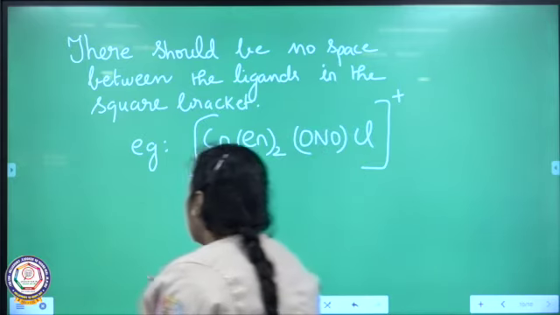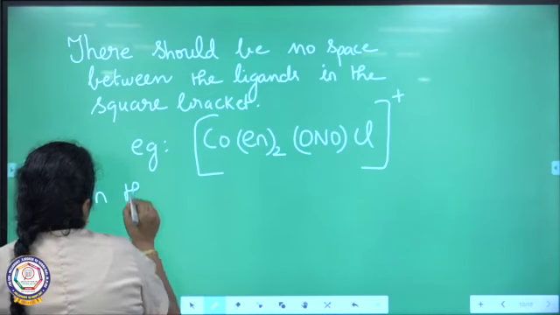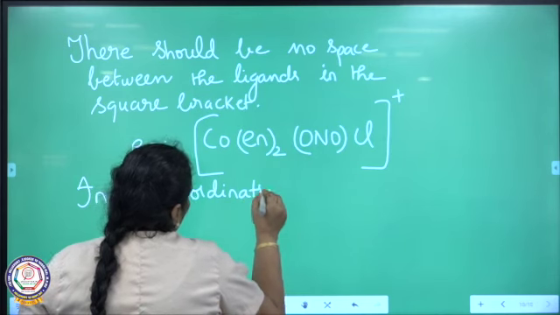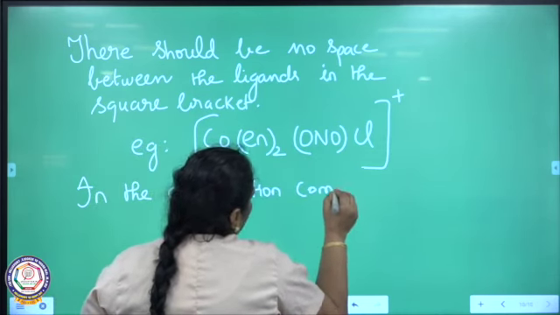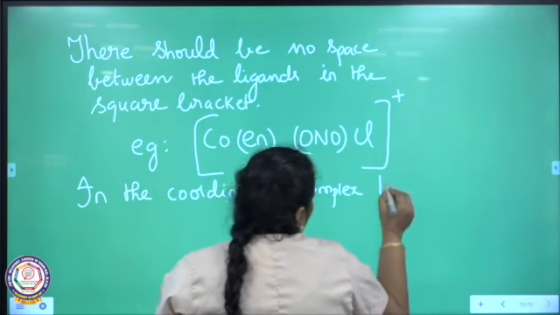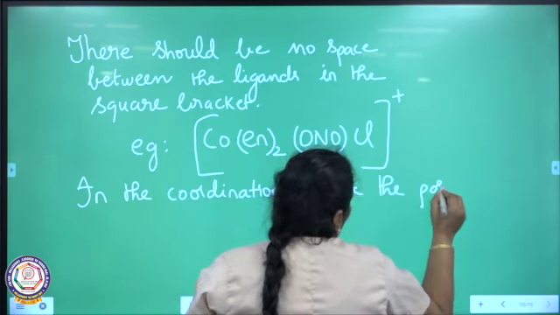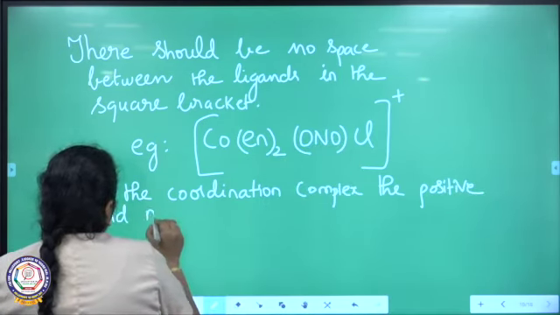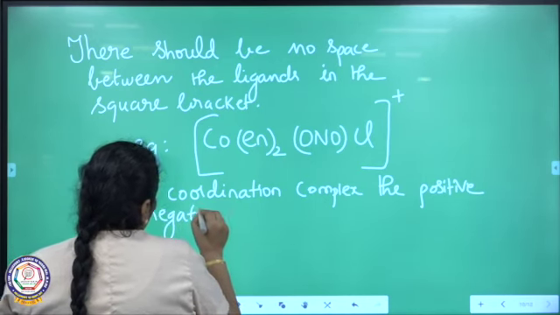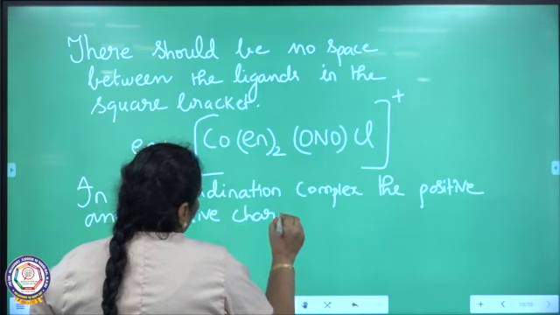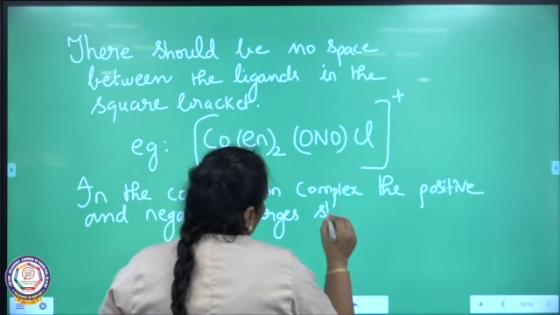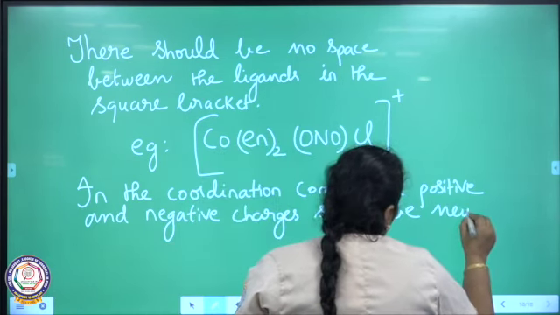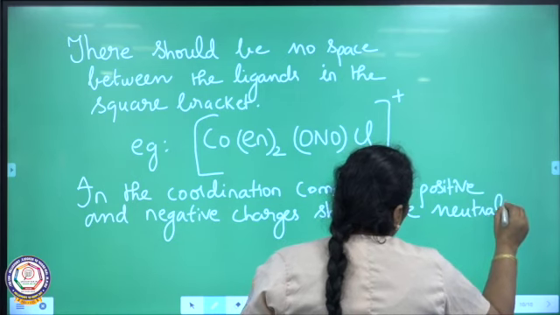The last rule is, in the coordination complex, the positive and negative charges should be neutralized. The positive and negative charges should be neutralized. I am going to give an example so that it will be clear for you. A complex is coming like this.